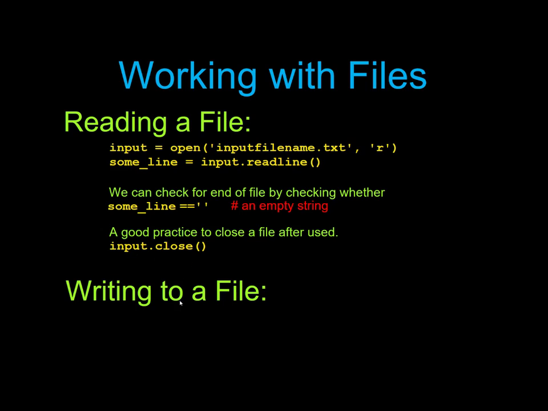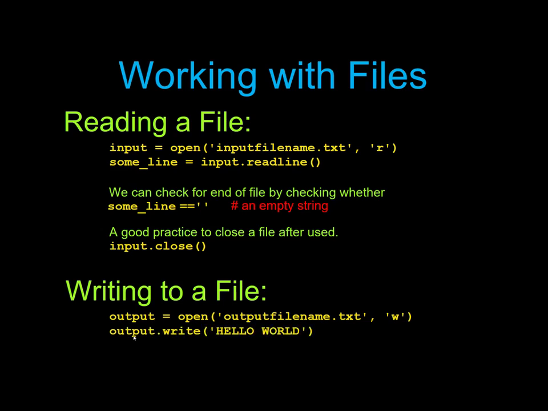Now for writing to a file, you open it with the file name to be opened, and 'w' instead of 'r' to indicate writing, and output is then the handle of this file to be written. You can then do output.write, writing this particular content to the file, and output.close to close the file once you have finished all your writing.